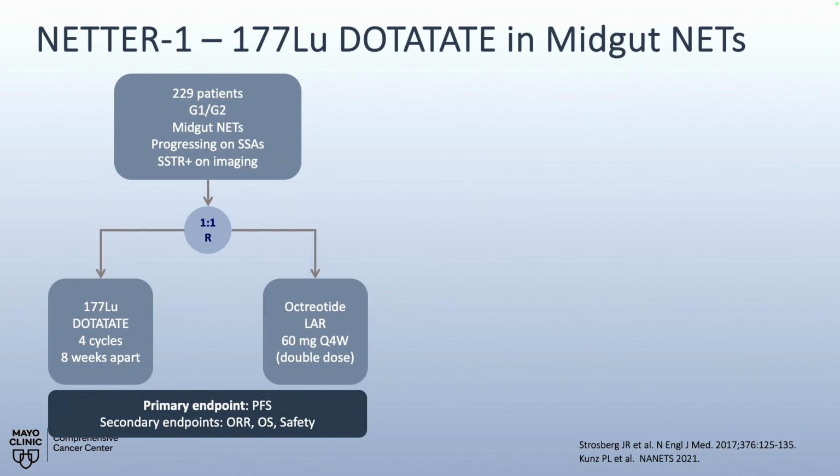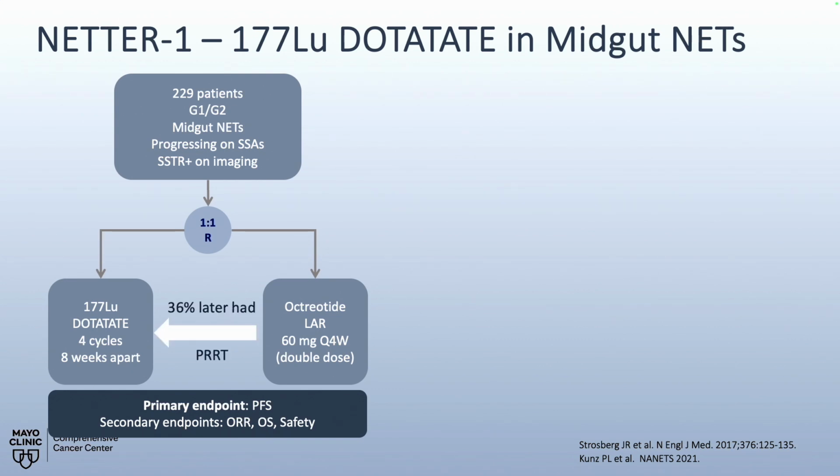This is NETTER-1. This was the first PRRT study, the one that got Lutathera approved. Almost 230 patients with small bowel neuroendocrine tumors all had tumor growth on somatostatin analogs, and they were all positive on SSTR imaging, which back then was mostly octreoscans. They got randomized, so the computer decided half of them get double-dose Sandostatin or octreotide, half of them get lutetium-177 dotatate or PRRT. And the primary endpoint was progression-free survival, median progression-free survival.